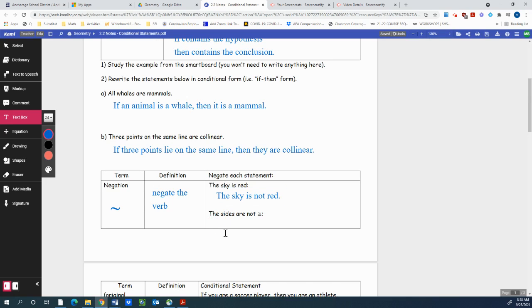The second one down here, the sides are not congruent. This one already is a negative verb, right? Are not. So if you negated it again, it would say the sides are congruent, which basically means that the sides are congruent.